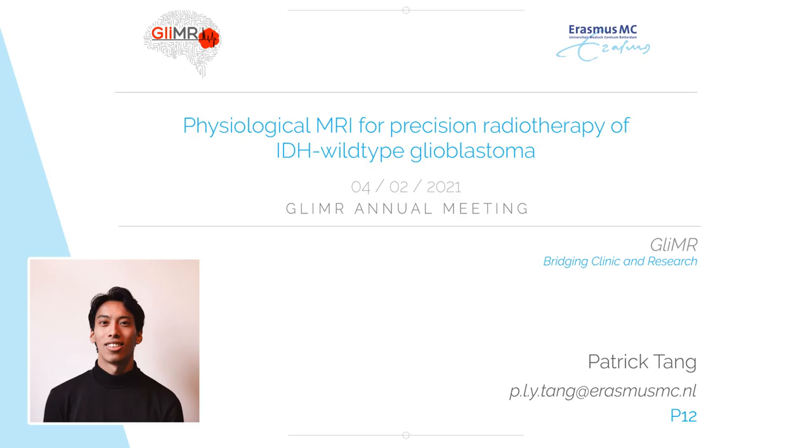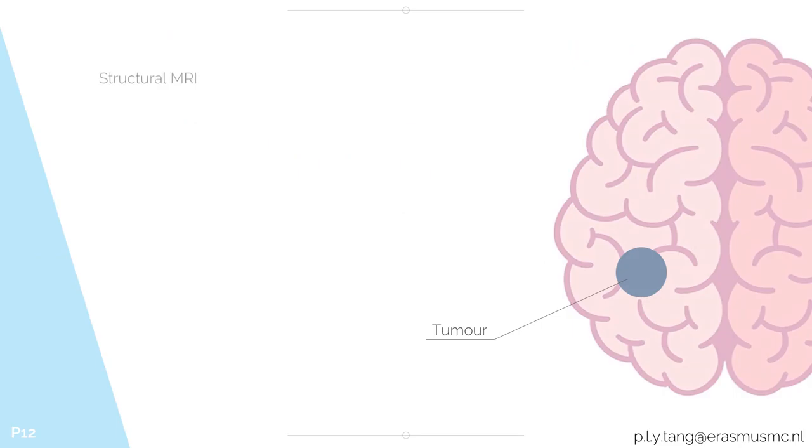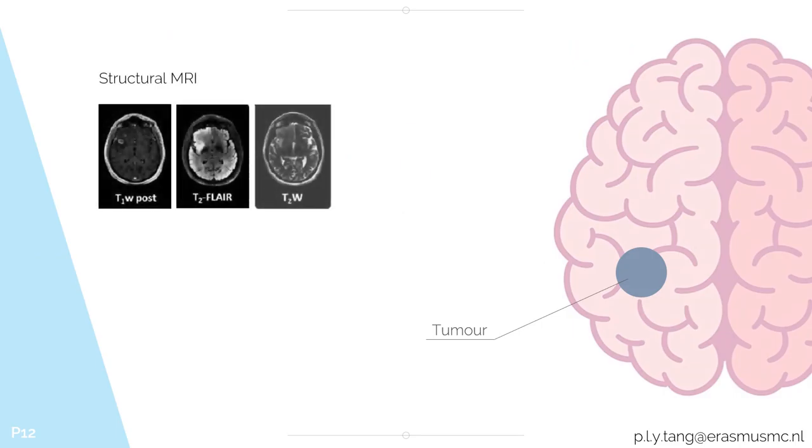So, radiotherapy is considered to be one of the fundamentals in glioblastoma therapy. Accurate target volume delineation is pivotal for radiotherapy as it is linked to improved tumor control or reduced radiation toxicity. In current clinical practice, delineation for radiotherapy planning of glioblastoma is performed on CT and structural MR imaging, where only macroscopic features of the tumor are visualized.